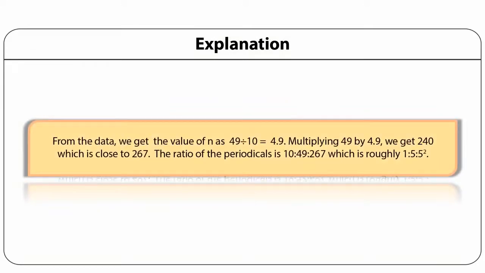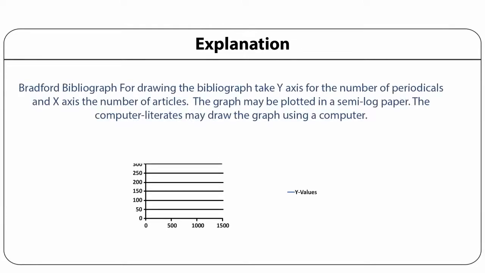From the data given above, we get the value of n as 5. That is, in the first zone there are 10 periodicals, in the second zone there are 50. We divide 50 by 10 and get 5, and this is the Bradford multiplier. Now we multiply this 50 by 5, we get 250, which is close to 267. Thus, the ratio of the periodicals, 10:50:267, is roughly 1:5:5 squared. Thus, we conclude that the data set follows Bradford's law, and it is called the Bradford bibliograph.